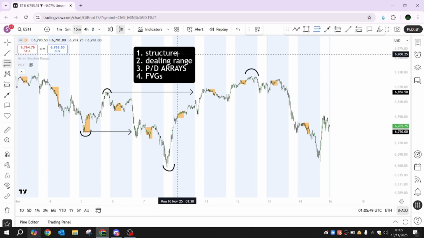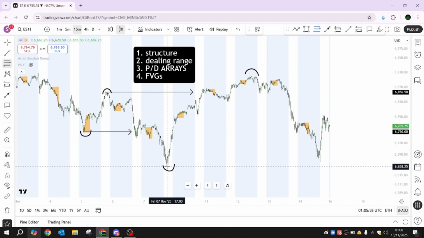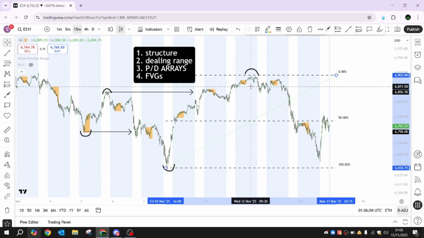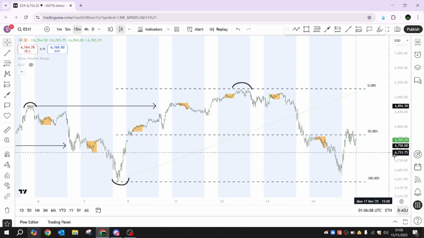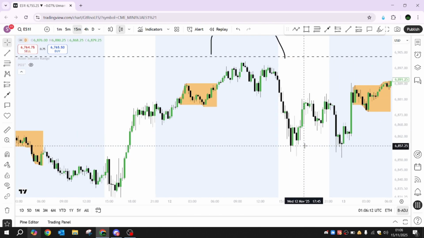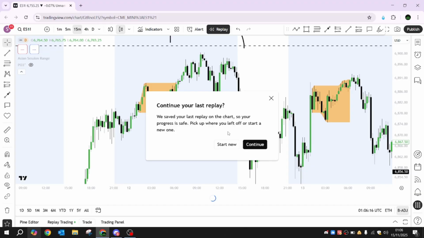Once we've done our structure, we've got our dealing range: most recent high, most recent low. It's not this low, because this low didn't break any high. This is the most recent low, and this is the most recent high. So we just project the fib from the low to the high. And the last thing we look at is fair value gaps. The fair value gap is something I'm going to be breaking down in this video in quite a lot of detail. So let's first begin with Wednesday.